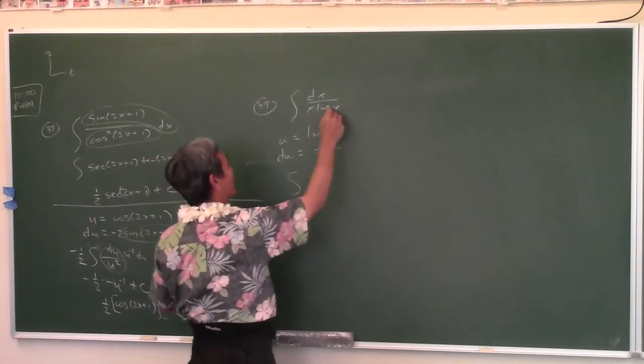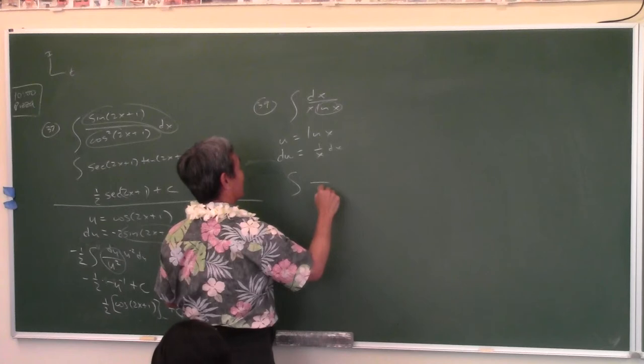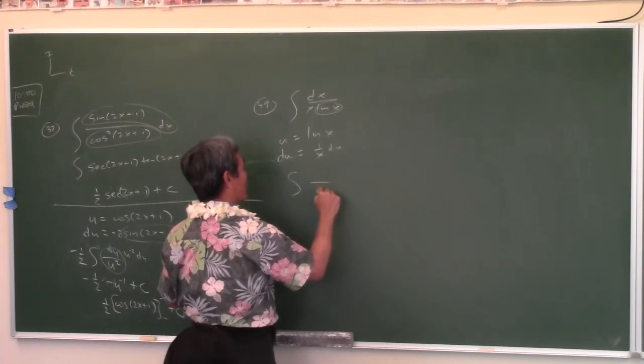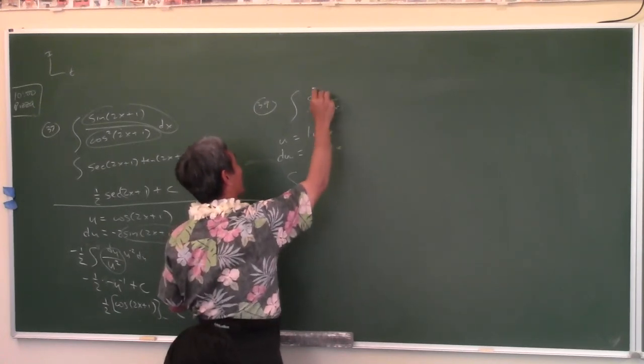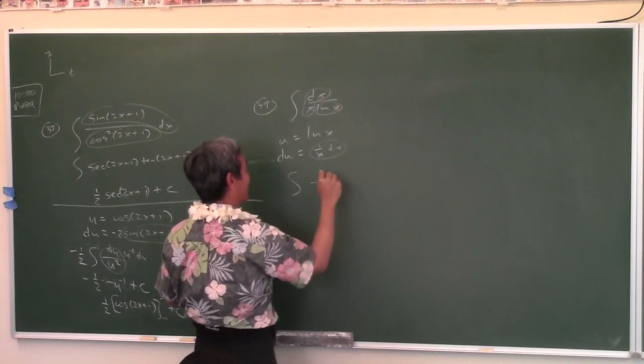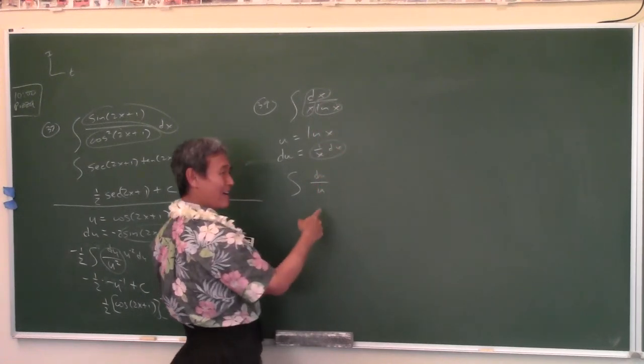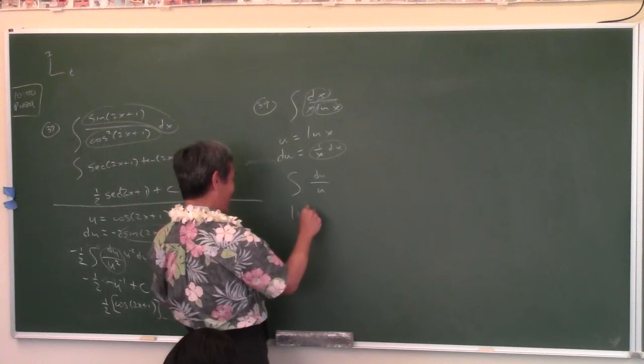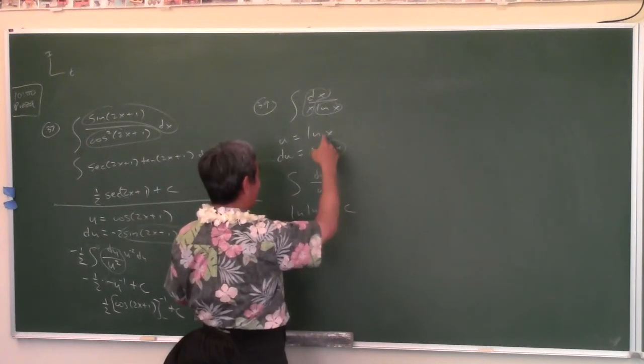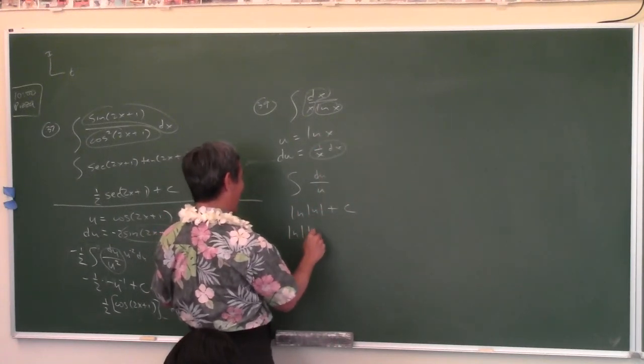Okay, so this integral becomes, what's that right there? It rhymes with mu. U. And then what is dx over x, which is right there? du. And is that what it is? Yes, that's natural log absolute value of u plus c. Resubstitute back in, and I am money.